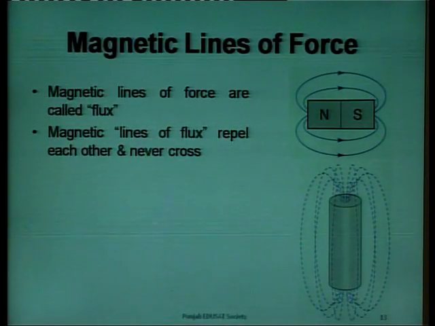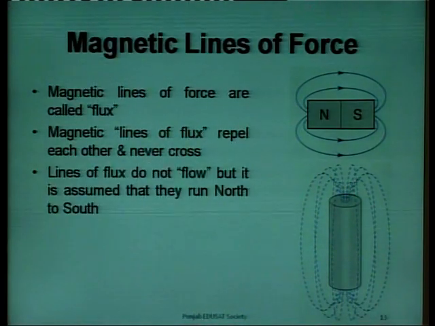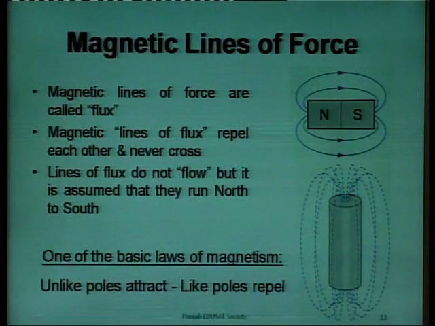The magnetic lines of flux repel each other and they never cross each other. The lines of flux do not actually flow, but it is assumed that they run from north to south. And one of the basic laws of magnetism is that unlike poles attract each other and like poles repel each other.